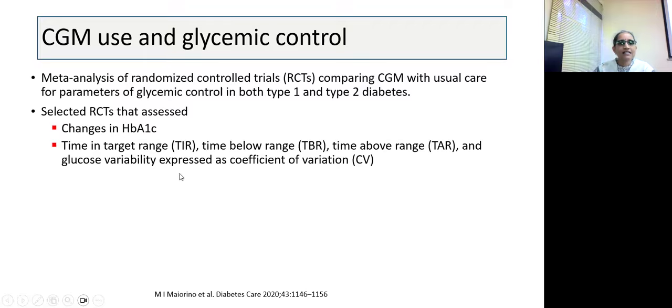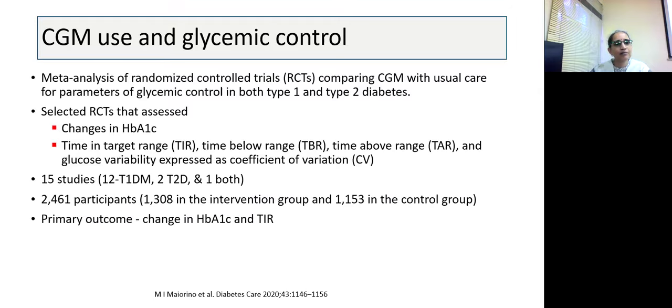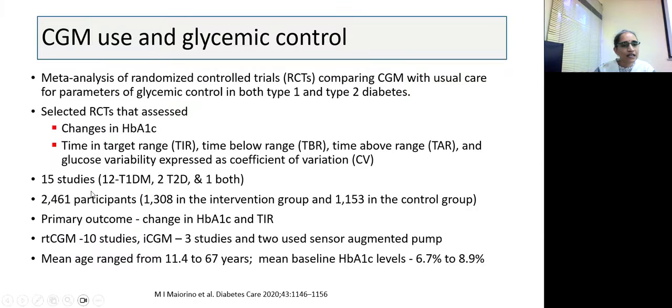So various meta-analyses have assessed the changes in HbA1c, time in range, time below range, and time above range. The largest meta-analysis, which included about 2,400 patients, assessed change in HbA1c and time in range with the use of real-time CGMs or intermittently scanned CGM like the flash devices, that is the Freestyle Libre, which we use.